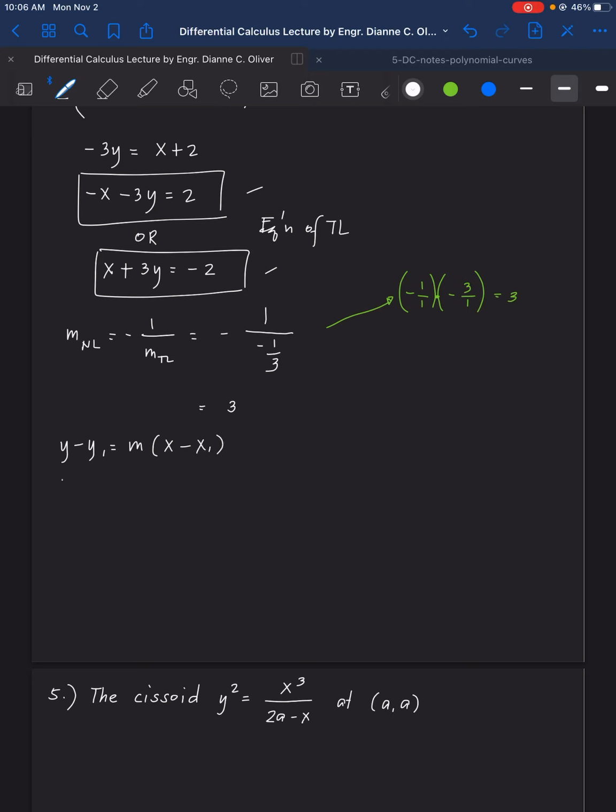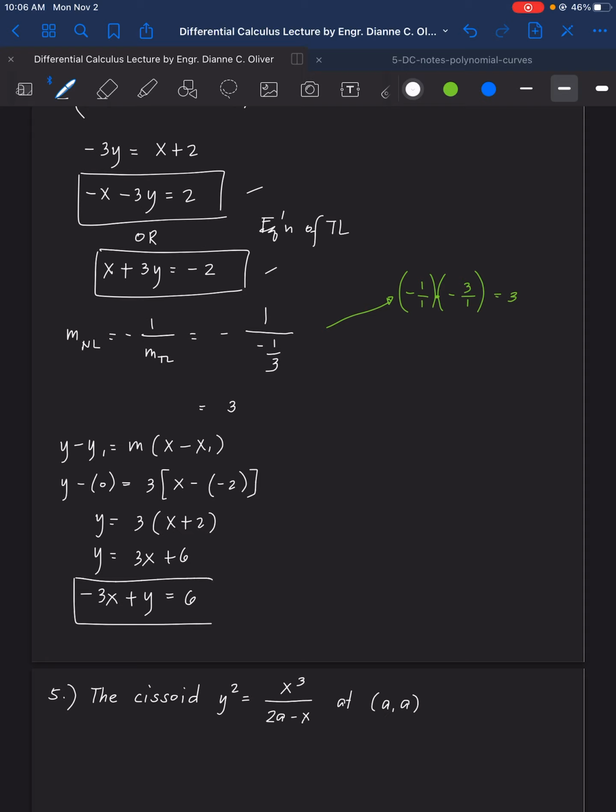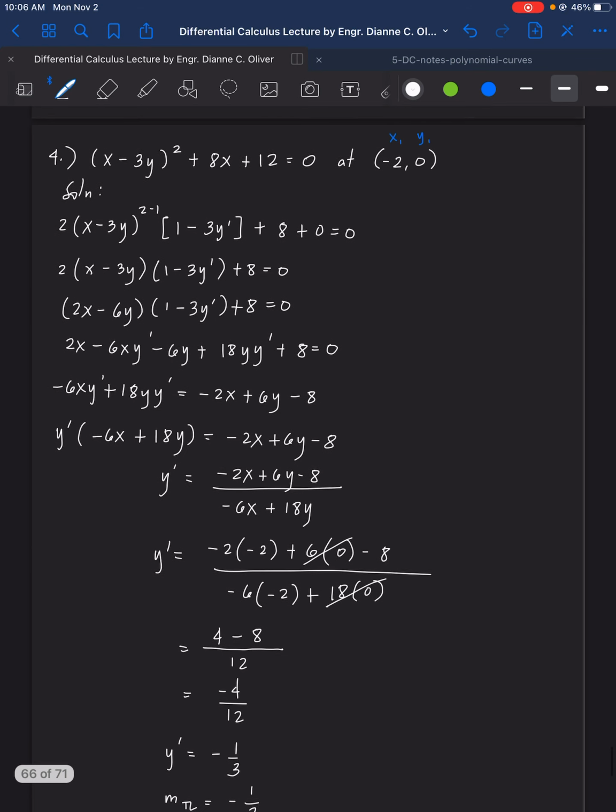y minus y1 equals m times x minus x1: y minus 0 equals 3 times x minus negative 2, so y equals 3 times x plus 2, y equals 3x plus 6. Negative 3x minus y plus y equals 6. That is the equation of the normal line, or you can have 3x minus y equals negative 6. So these are the equations of the normal line. So that's for example number 4.